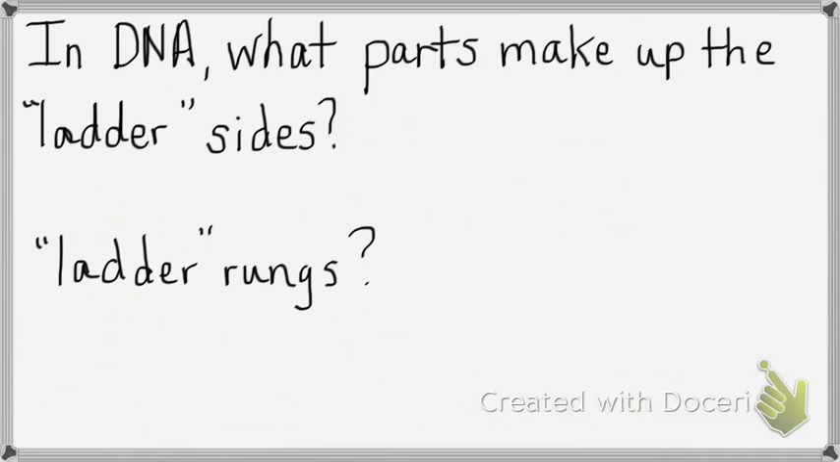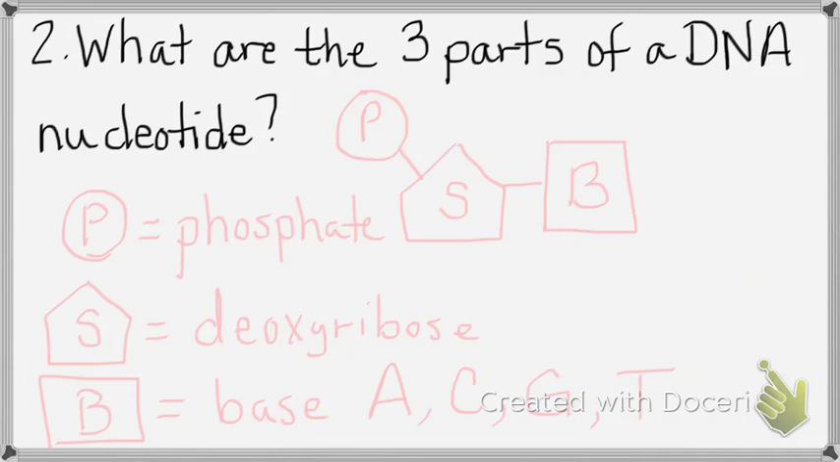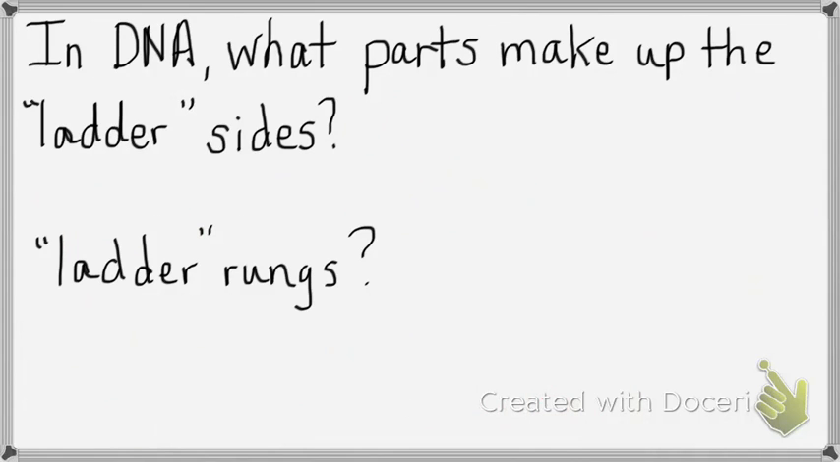Okay, the second part. So, to me, DNA looks like a ladder, a twisted ladder. It is twisted into a helix, but it looks like a ladder. And so, assuming DNA looks like a ladder, what parts make up the sides of the ladder? And here's your choices. Is it the phosphate, the sugar, the base? Phosphate, anything else? What else? Not sure?